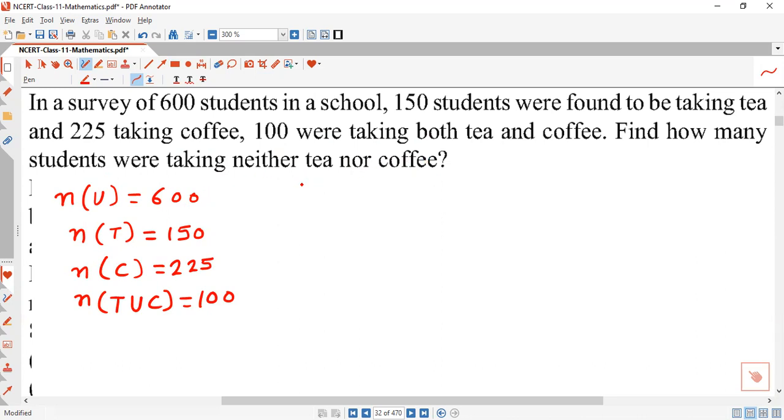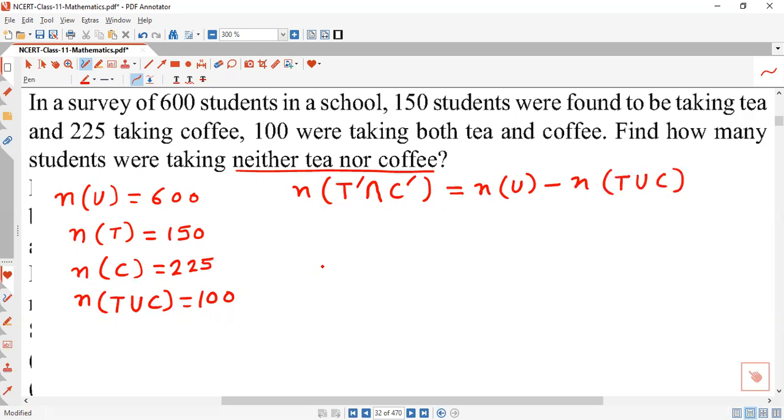In this question, we have to find the number of students who are taking neither tea nor coffee. It means they are not taking tea, the complement T dash, and not taking coffee, C dash, so we take the intersection. The number of students who are not taking tea and coffee is n of T dash intersection C dash, which equals the number of universal students minus n of T union C. This is the formula, because this can be written as the universal number of students minus students taking either tea or coffee.